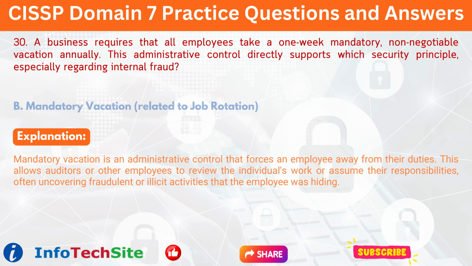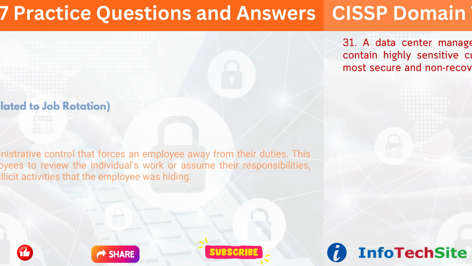The correct answer is B. Mandatory vacation, related to job rotation. Explanation. Mandatory vacation is an administrative control that forces an employee away from their duties. This allows auditors or other employees to review the individual's work or assume their responsibilities, often uncovering fraudulent or illicit activities that the employee was hiding.